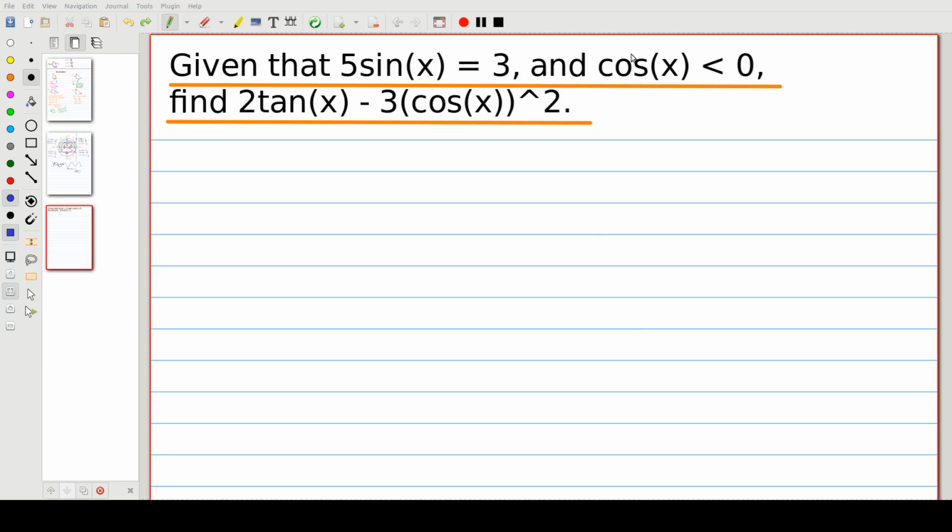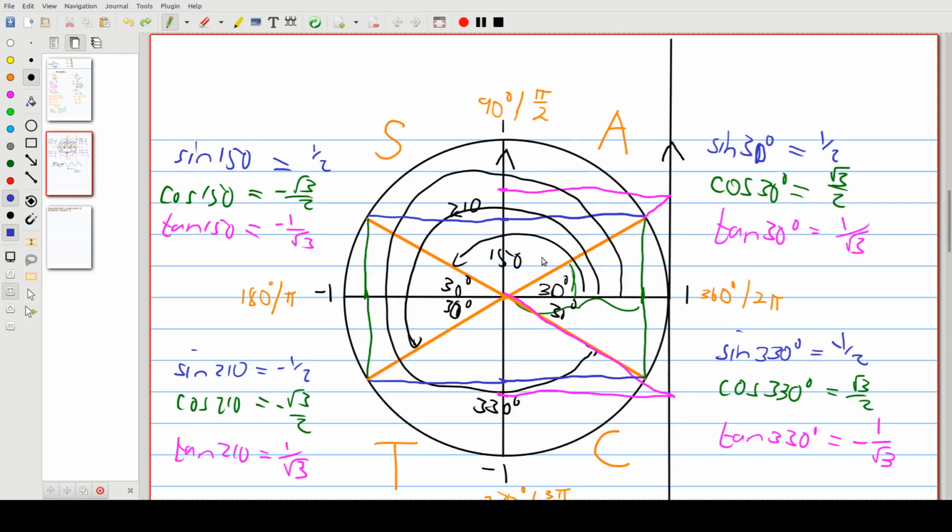Alright, in this third video on trigonometry and the summary thereof, we'll be looking at what you do when you get given a question, a very common question in the exams, where you get given two pieces of information and then asked to find something different using this. And for that we'll need the CAST diagram, which we looked at in the previous video.